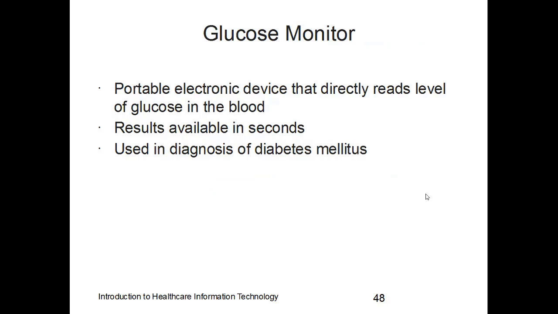Next device, a glucose monitor. It's a portable electronic device that will directly read the levels of glucose or blood sugar. And the results are available just in a matter of seconds. And this is a very commonly used tool to help diagnose diabetes mellitus, which is type 2 diabetes.